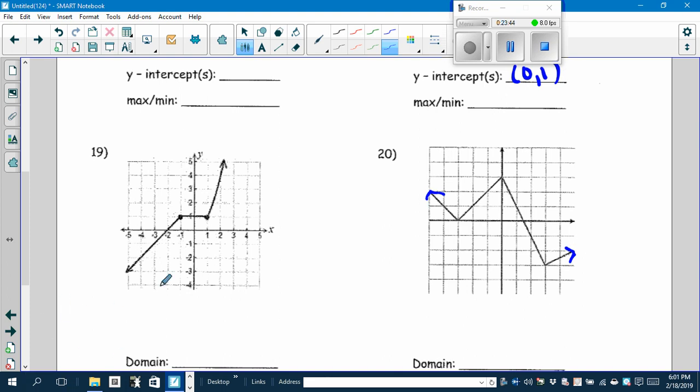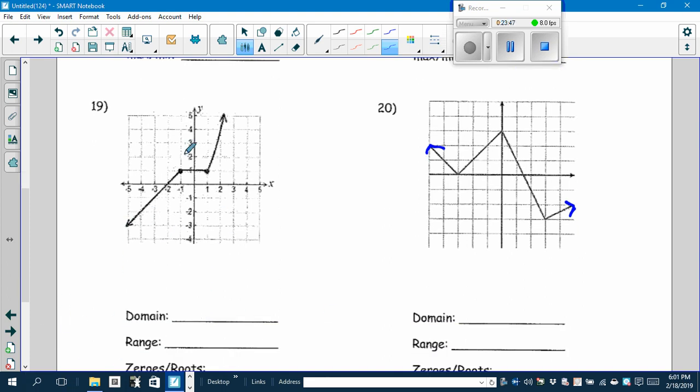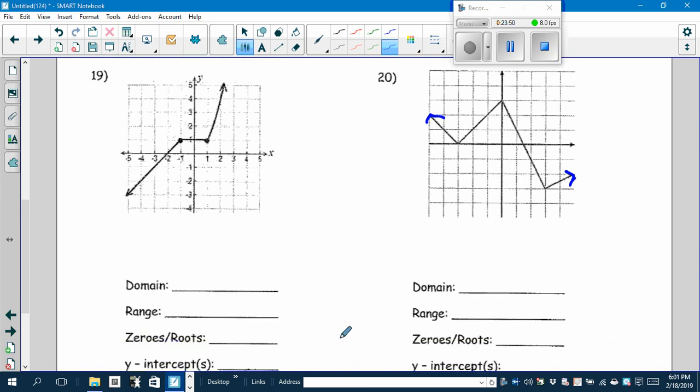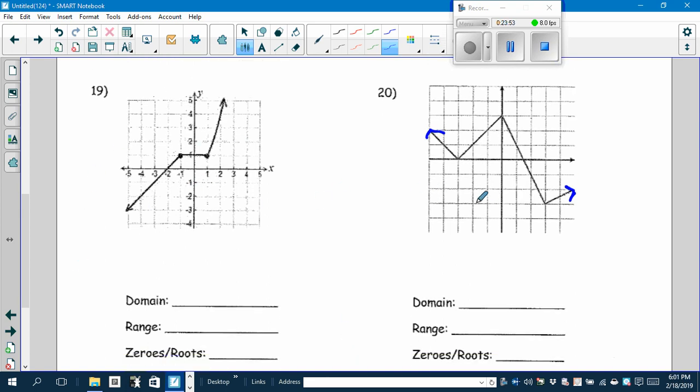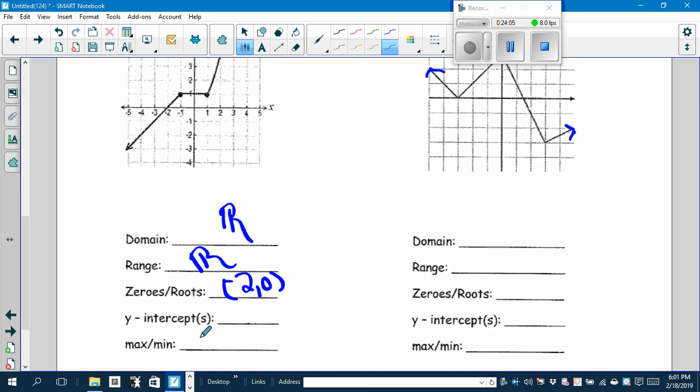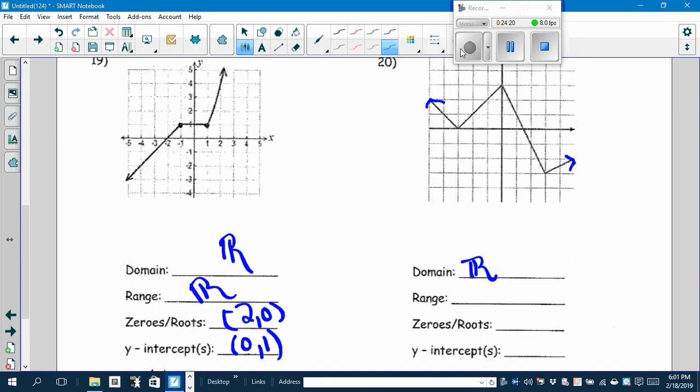Okay. So this one, again, even though it appears to kind of stop, it keeps going to the left and right and up or down forever and ever. So that's all real numbers. Okay. Your zero root would be (-2, 0). And it looks like your y-intercept is (0, 1). For this one, again, because the domain is going left and right forever and ever, it's all real numbers. But your range, you have a restricted domain, keeps going left and right as well. So we're just going to keep going for that.